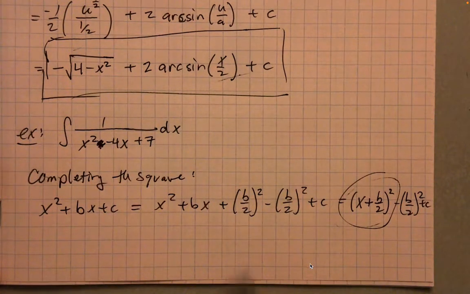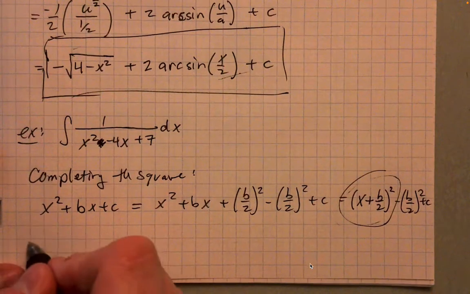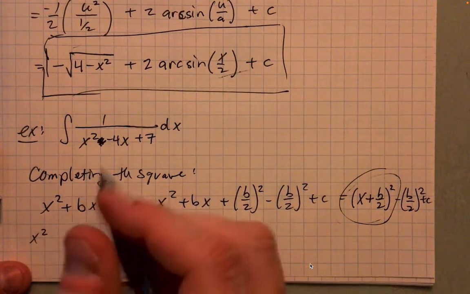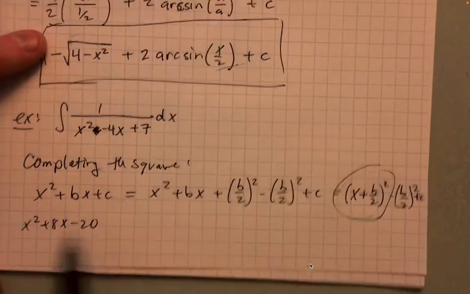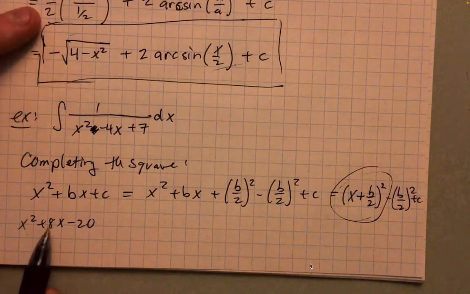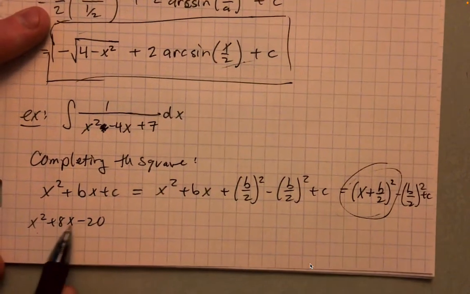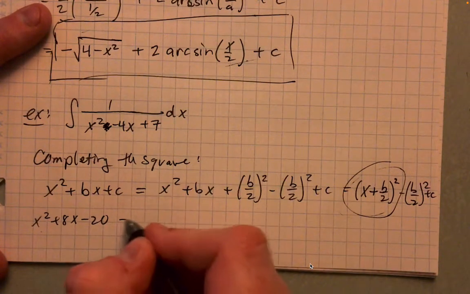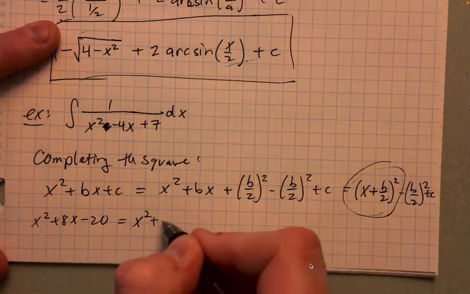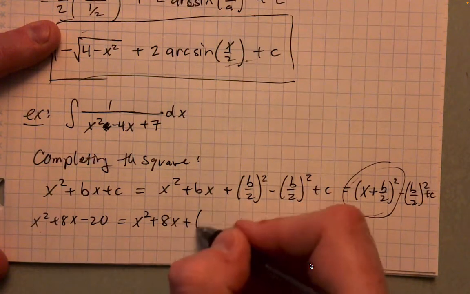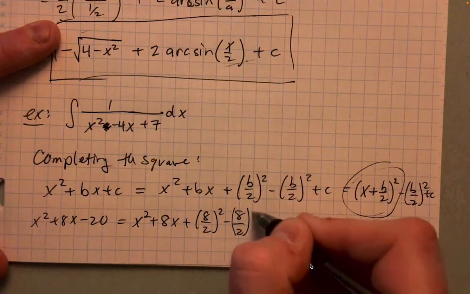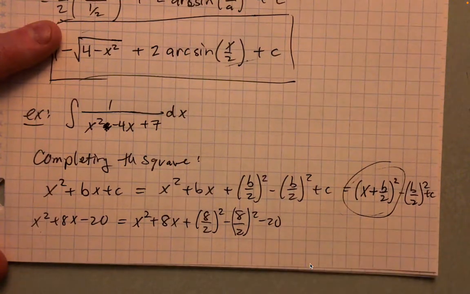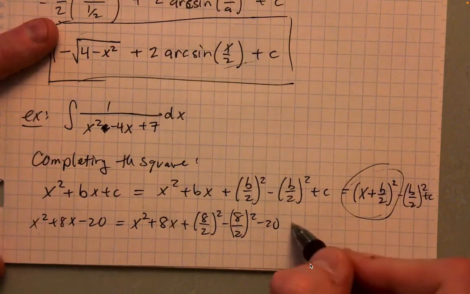Okay, so let's do an example with real numbers. Let's say I have x squared plus 8x minus 20, for example. Similar to what I have here, just a quadratic. And so what I can do, noticing that b is the coefficient on the first degree term, that's 8, is add and subtract 8 over 2 squared, like so, without changing the value of the expression.